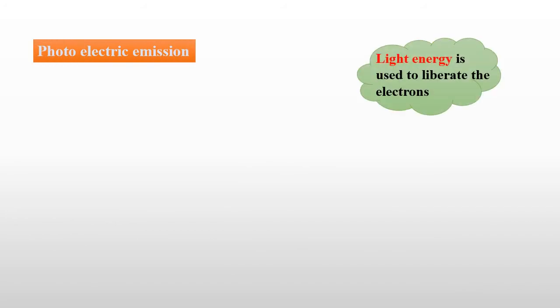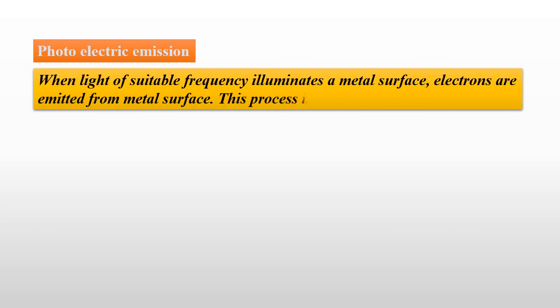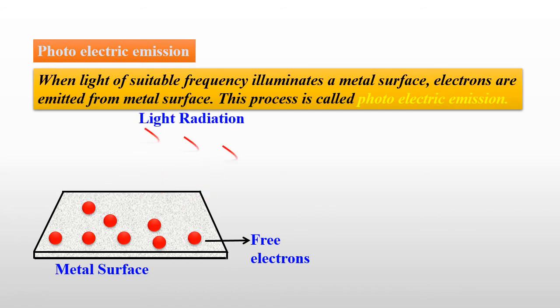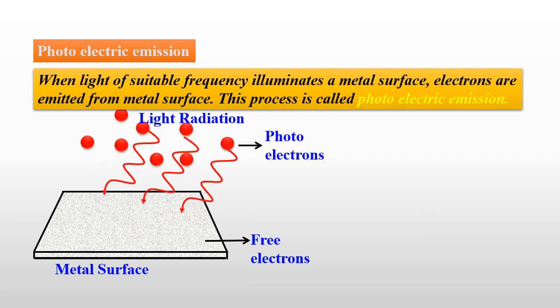Photoelectric emission. Light energy is used to liberate the electrons. When light of suitable frequency illuminates a metal surface, electrons are emitted from the metal surface. This process is called photoelectric emission. So this is a metal surface. These are the free electrons, and light radiation is incident. The free electrons come out of that metal surface. These are photoelectrons, and this process is called photoelectric emission.